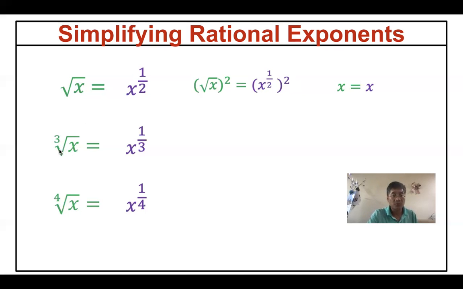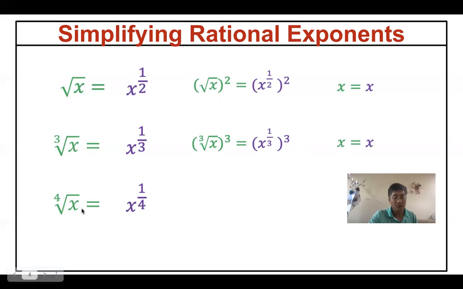Likewise, the cube root, how do you remove it? What do you think you should do? Square them? No, right? How do you remove the cube root? You cube them. Third power, right? 1/3 times 3 is 1, right? That's why you are going to cube both sides. Then it becomes x equal to x on both sides, right?